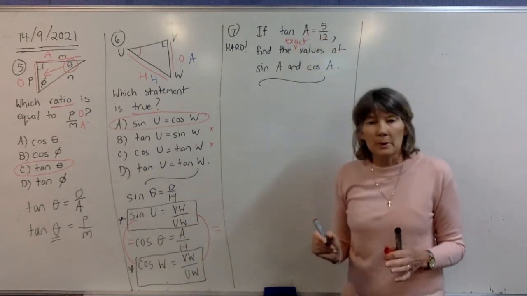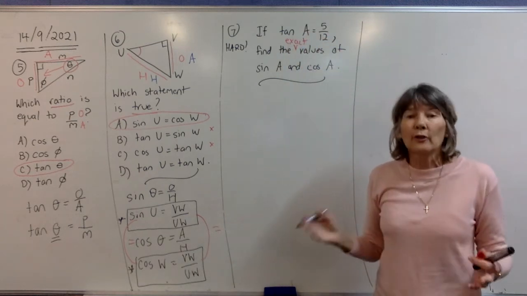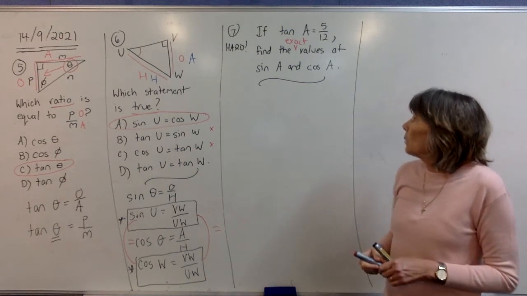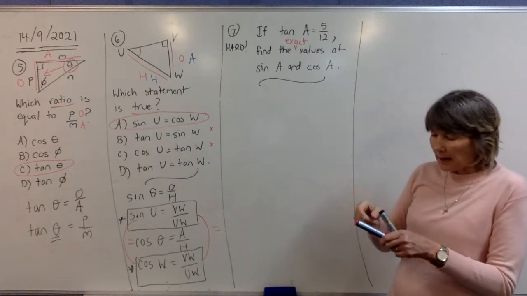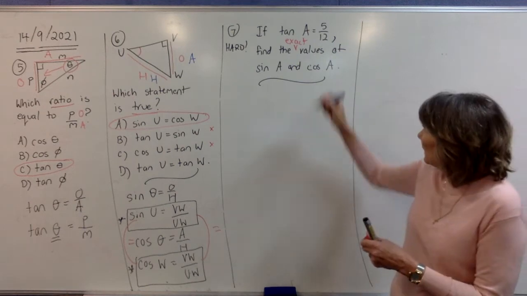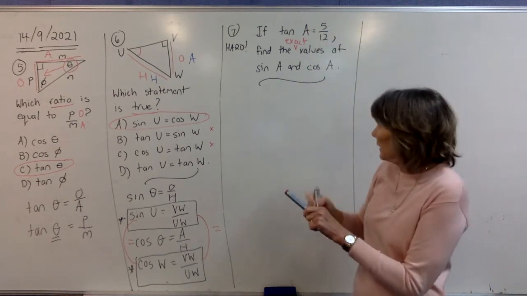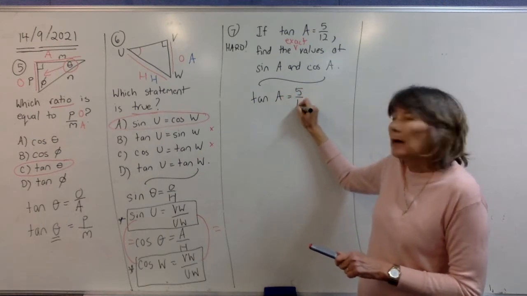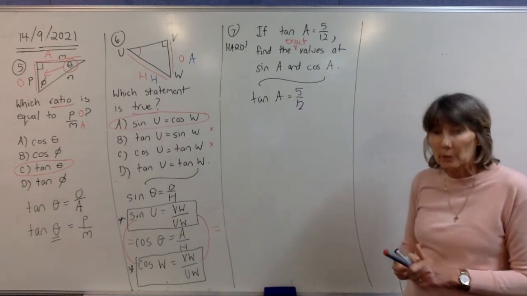And that stops people doing it a different way other than what I'm about to explain to you. All right, so what we're going to do here is we're going to take what they give you up here. I'll just write it down again. We've got tan A equals 5 over 12. Now we're going to draw a triangle showing us all of that.